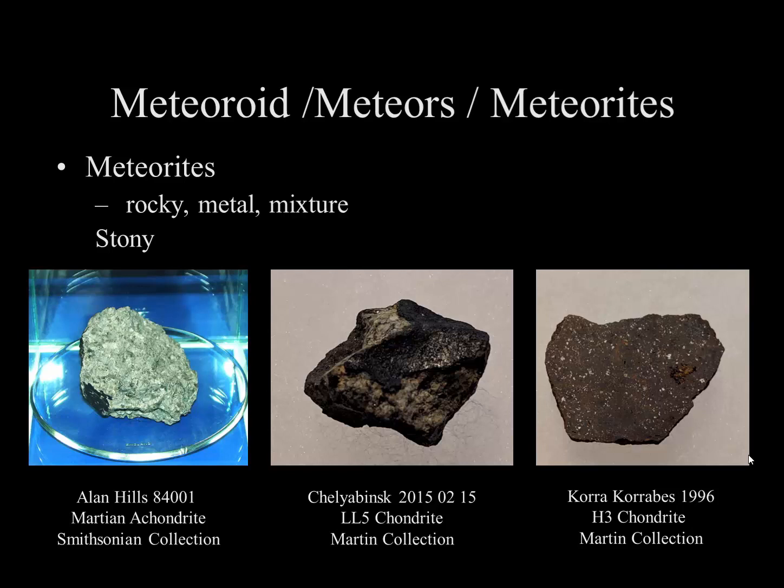The one on the left, Allen Hills 84001, is a special rock that has been studied, and it was identified that this originated from the planet Mars. Scientists were very interested in this rock because it initially appeared to have microstructures that looked similar to small fossils. The image in the center is a fragment of the Chelyabinsk meteor that fell over Russia in 2013.